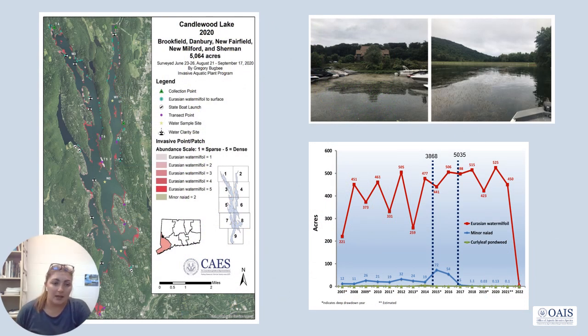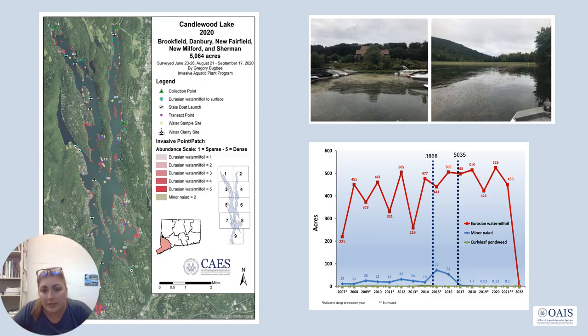Candlewood Lake, some of you may have heard this in the news, had a very stable population of Eurasian watermilfoil for a long time. We mapped roughly 500 acres a year. You could see in this chart that it would increase and decrease. This was because of drawdown control, so they would do deep drawdowns and shallow drawdowns. And when they did a deeper drawdown, they had better control, so there'd be less watermilfoil the next year.